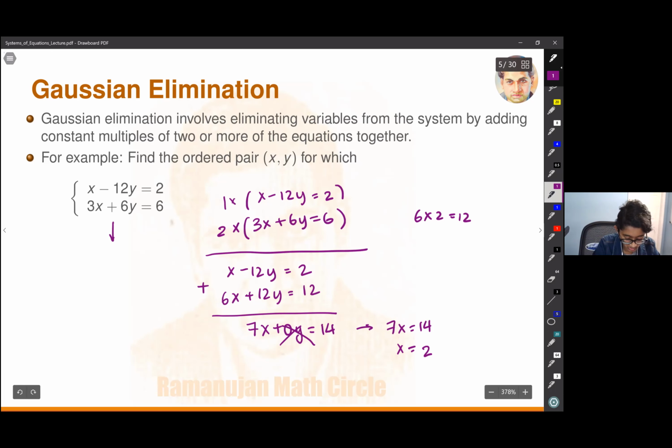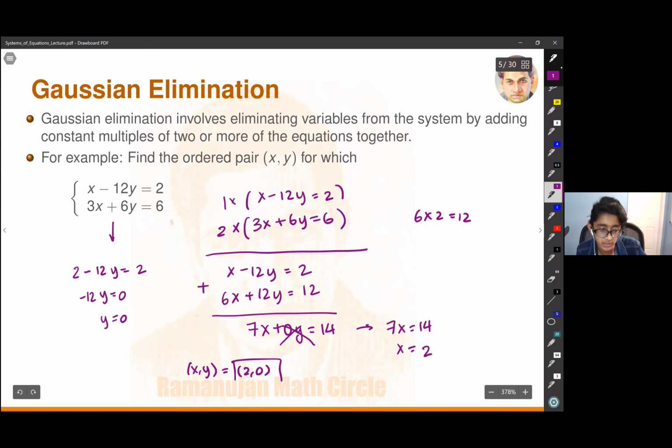I'm going to just substitute it into the first one because that's the first one there. So 2 minus 2y is equal to 2. So what does that give us? Well, negative 2y is equal to 0, and y is equal to 0 because of that. Okay, so our ordered pair x, y is equal to 2, 0. Now that's my final answer.